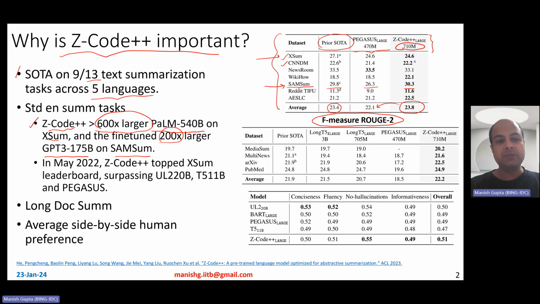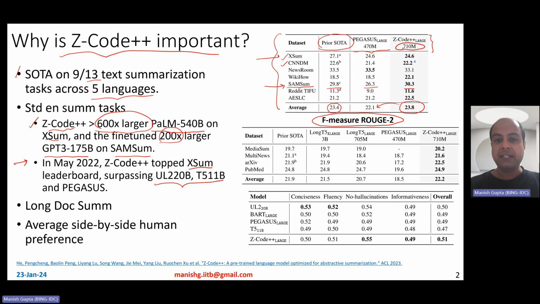So this model, the first version was created, or rather trained, in 2022, and it topped the XSum dashboard at that time. Essentially, compared to the UL2 20 billion parameter model, the T5 11 billion parameter model and the Pegasus large model, it was the winner.